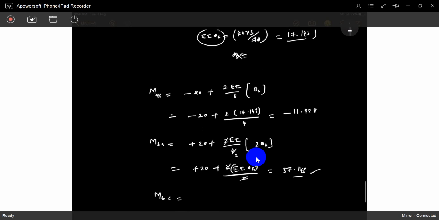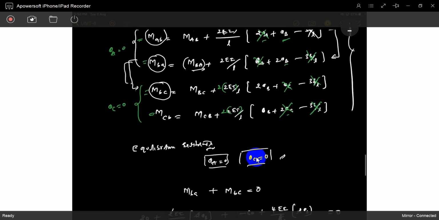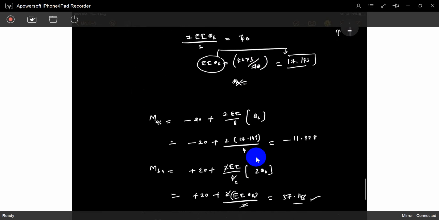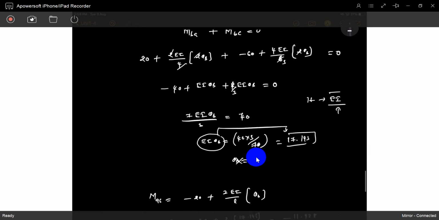MBC is what? Everything is in terms of theta B only. Once you get EI theta B, EI multiplied with theta B, you can easily find it out. Otherwise, if someone gives the EI value also, you can find out theta B. You can easily observe that EI theta B is 17.143. That means theta B is 17.143 by EI.